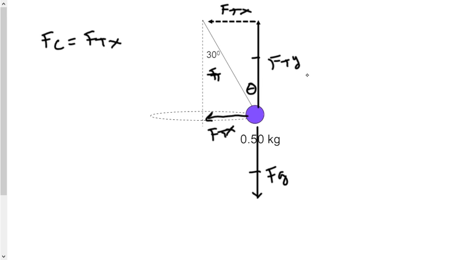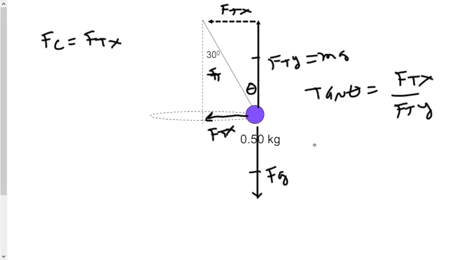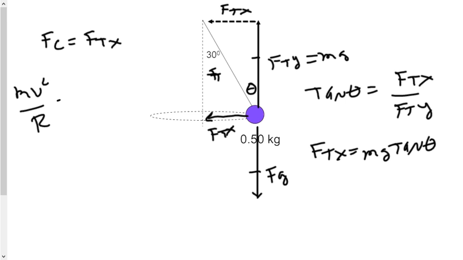So how do I get that? Well, I can look at the tangent of theta, and that's going to be opposite over adjacent. So that'll equal force tension X divided by force tension Y. But I know force tension Y equals mg. So solving for force tension X, I'm going to get mg tangent of theta. So I go over here, I know that mv squared divided by r is then going to equal mg tangent of theta.